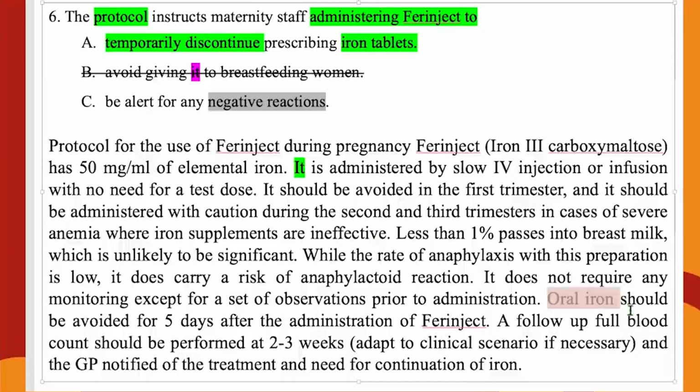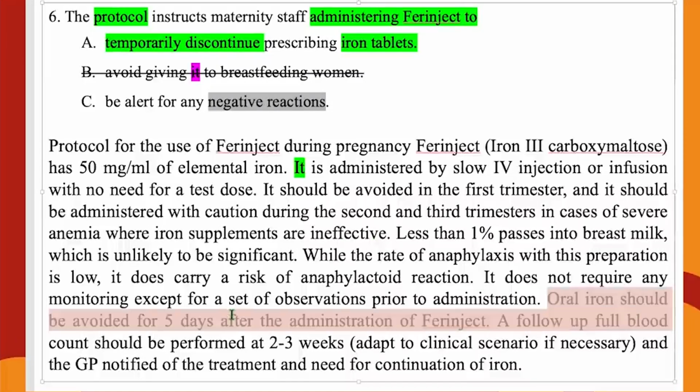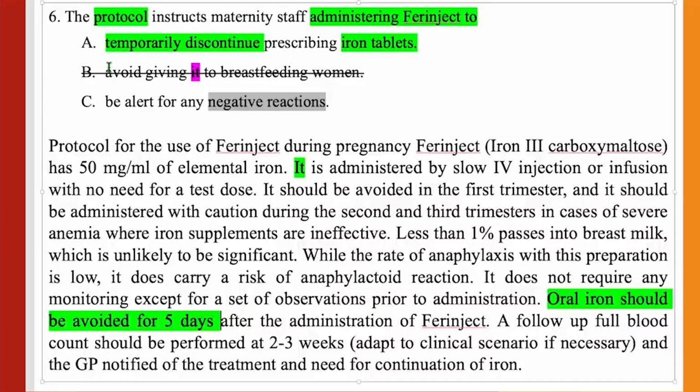Oral iron should be avoided for 5 days. So after the first 5 days, temporary discontinuation. Temporary is synonymous with temporarily. Option A: discontinue prescribing iron tablets. Prescribing iron tablets means oral iron tablets. So the option is the first one, right? Yes. A is the right answer.